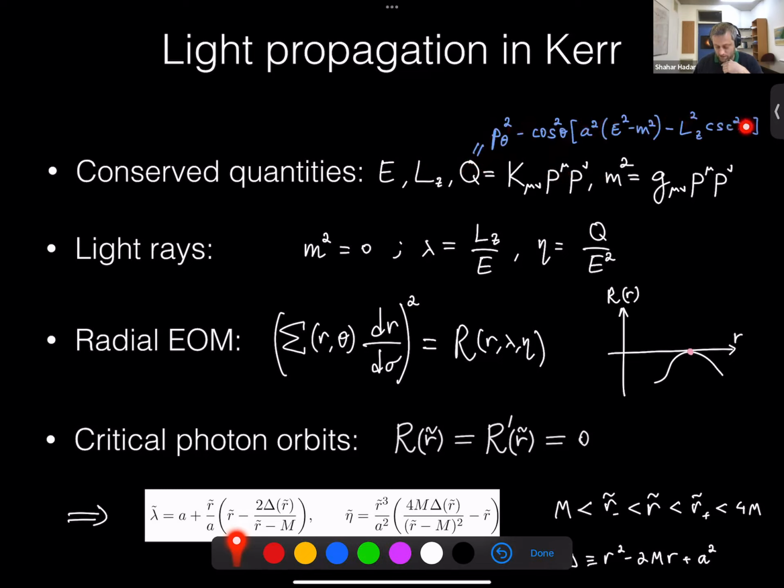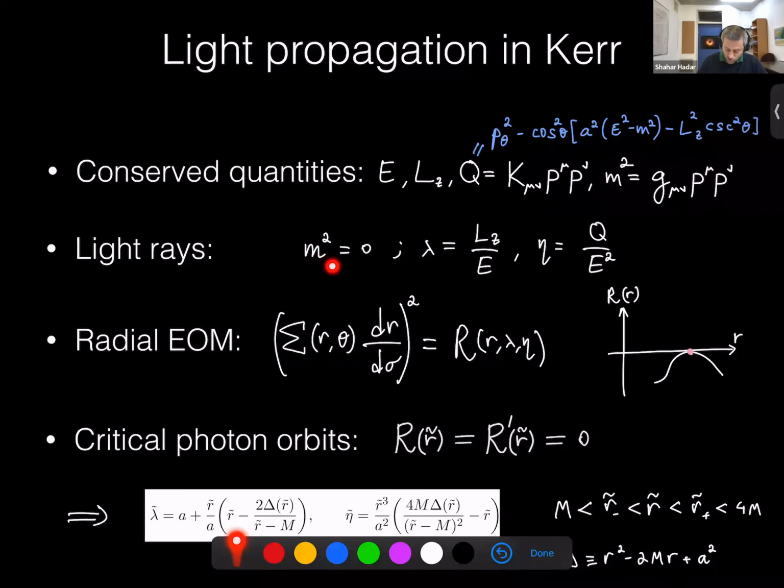This is how you can write it down in terms of the polar angle, the polar momentum, the energy, and other parameters. This one is quadratic in the momenta because it's not due to a Killing vector field, but a Killing tensor field. This K here is quadratic in the momenta. And lastly, we have the mass of the particle, which we will soon take to be 0. We'll take it to be a photon.